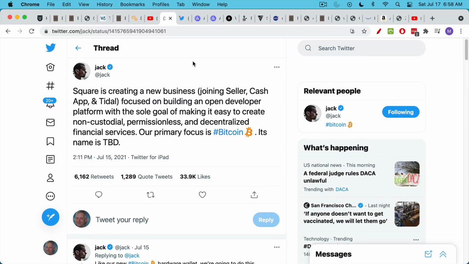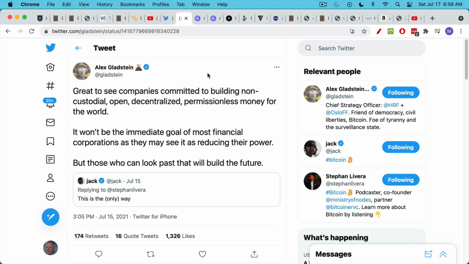Here's where Jack made the announcement. Jack Dorsey on Twitter: Square is creating a new business focused on building an open developer platform with the sole goal of making it easy to create non-custodial, permissionless, and decentralized financial services. Our primary focus is Bitcoin. This is the DeFi part, decentralized financial services. And they're building on a foundation of rock.